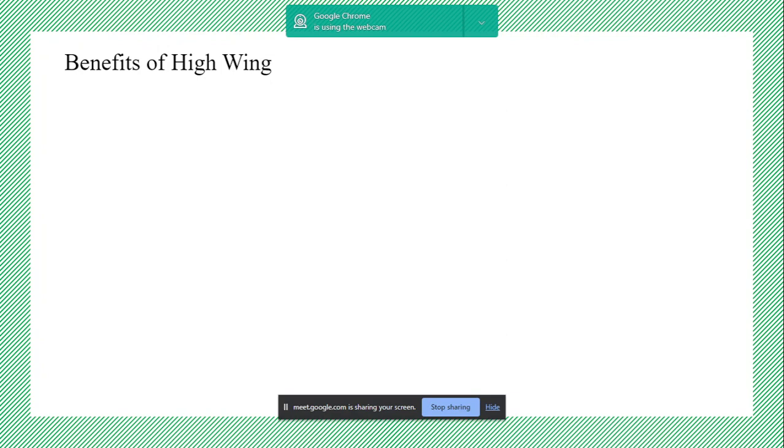Okay, so I'll just go over a few concepts. Can anyone tell me what the benefits of high wing are? We've discussed that it's better in lateral stability. That is one of the reasons. What else could be the benefits of high wing?